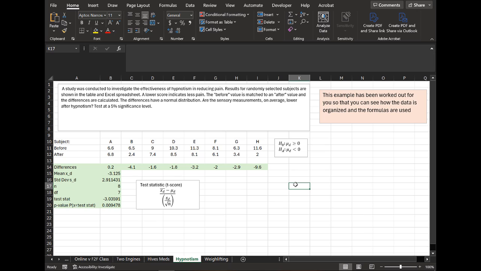So when we set up our hypothesis, we want to know: are the differences lower after the hypnotism? So what I want to know is, are these differences less than 0? That would indicate that we've had a drop in pain after hypnotism. So this is the way that I want to set up my null and alternative hypothesis. As you're wrapping your head around this, it depends on the problem in terms of how you want to set up your null and alternative hypothesis.